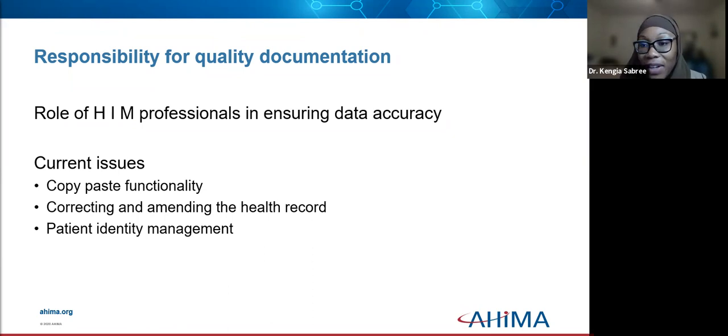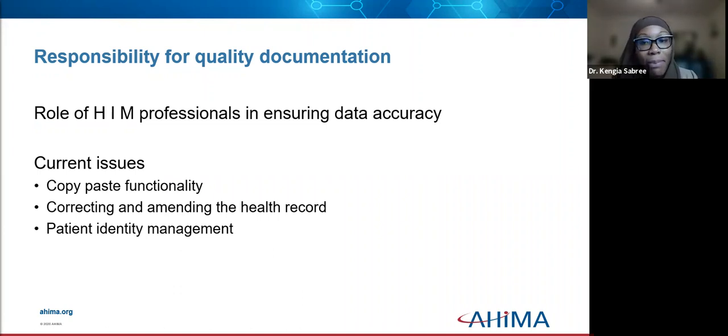The copy and paste functionality occurs when the provider copies a note from a previous patient encounter, either onto the same health record or onto the record of another patient. So, organizational policies should be established addressing the copy and paste functionality for the health record, and making corrections and amendments to the health record has occurred in paper and electronic formats, and it's not a new issue for health records. However, EHRs complicate the process of making corrections in the health record.